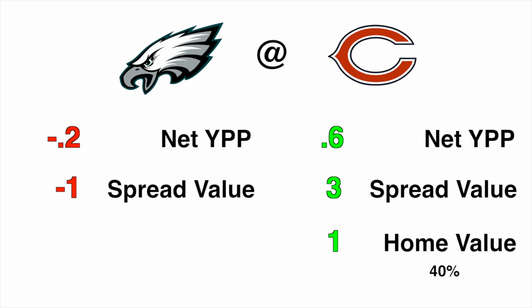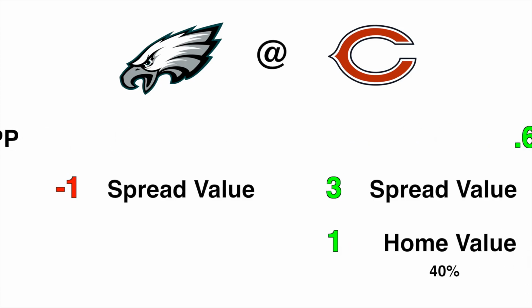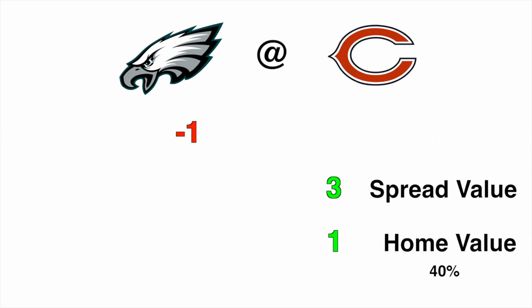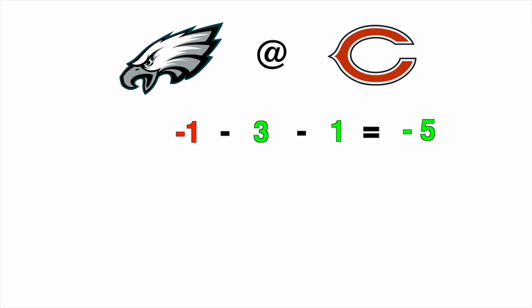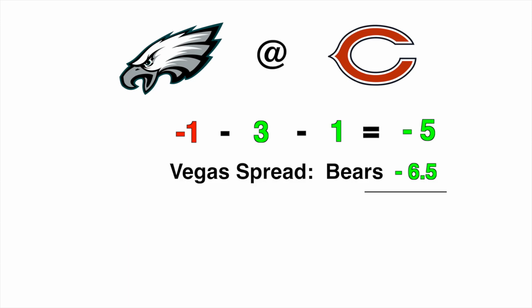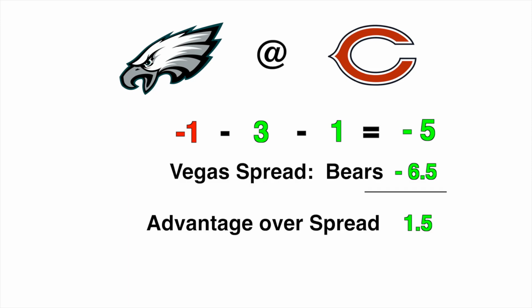The way you determine this whole formula, we're going to take that -1, we're going to subtract 3 from it, which is the Bears' spread value, and then we're going to subtract an additional 1 for the Bears. So if you're looking at this, you're going to say the Bears have the advantage by 5 points. The current market spread is Bears at -6. So that would mean the Eagles have a 1.5 point advantage against the spread.